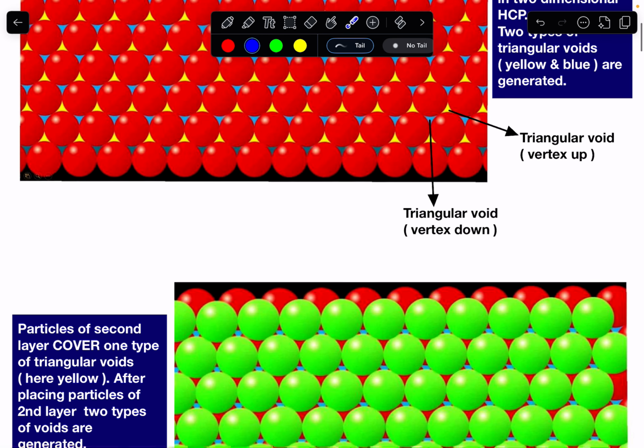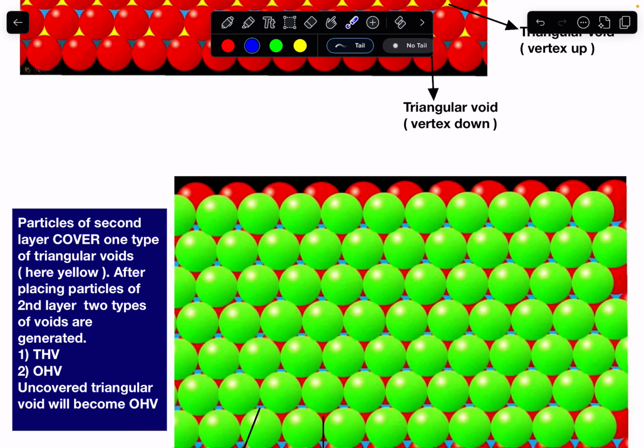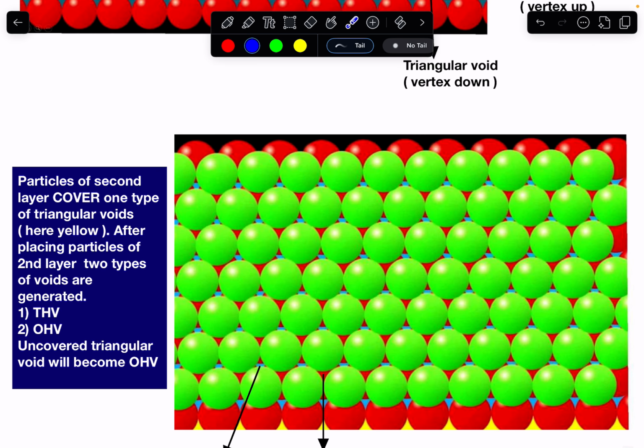One type of triangular voids are covered, and in this picture you can see the particles of second layer are covering triangular voids which are yellow in color. So the particles of a second layer cover one type of triangular voids produced in first layer. And after placing the particles of a second layer, you can see this is the unoccupied triangular void. After placing the particles of a second layer, that unoccupied triangular void is now an octahedral void.